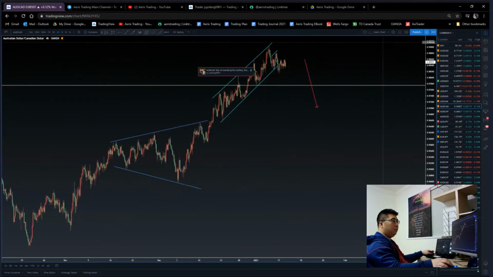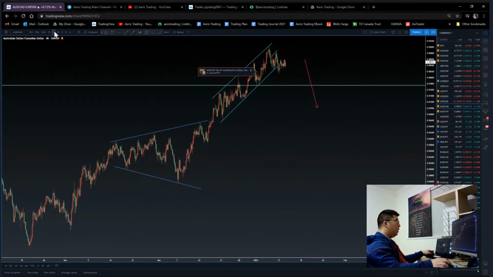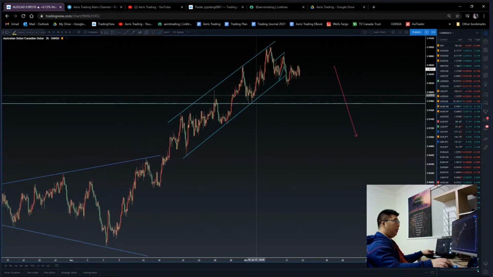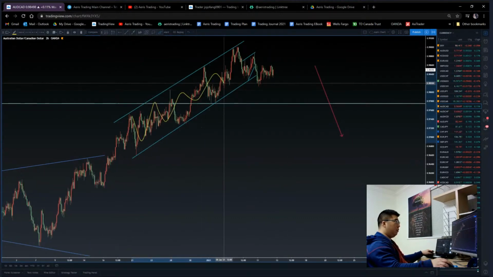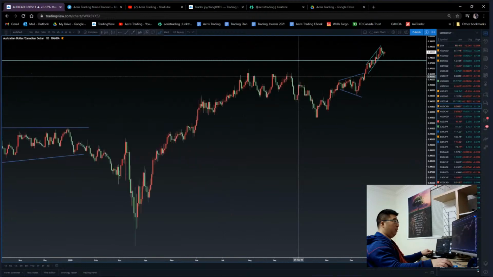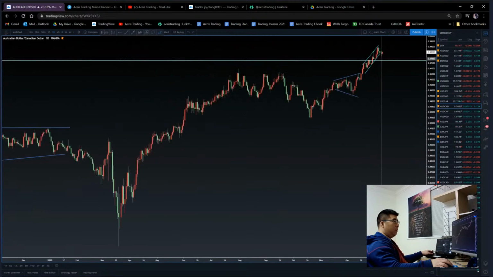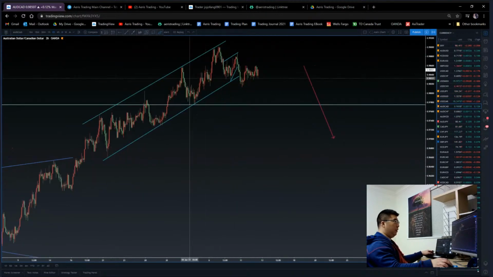Let's move on to a few other pairs here. Aussie CAD is one thing I'm looking at as well. I like that potentially we're breaking out of this ascending channel now, and we know that on a higher time frame, it is at a double top area, which is a good area to be looking for a potential short from the lower time frames. So very clean. Lower time frame here, we're seeing a potential breakout.